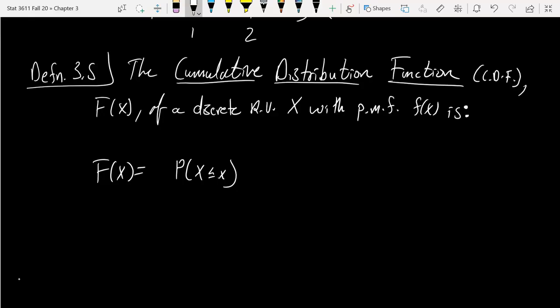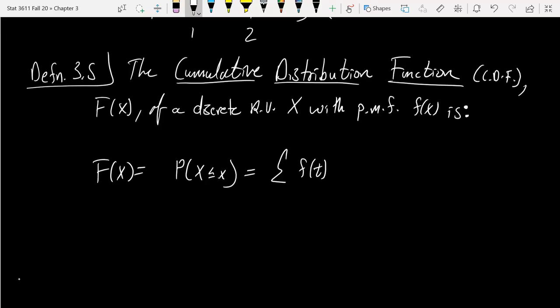Hence the word cumulative. It's the probability that X takes on that value or anything less than or equal to it, or anything lower than it, okay? So how does one compute this? Well, you're just going to take all the probabilities that are below a certain point and add them up.